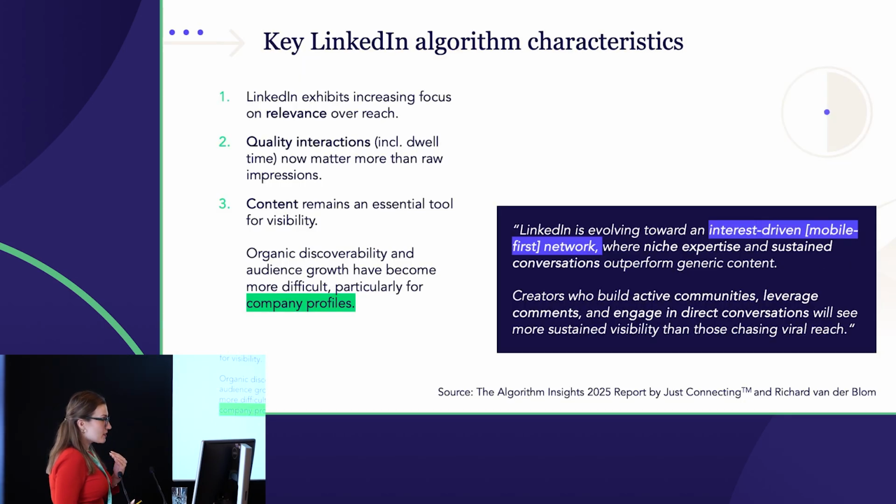I'll start with how does the LinkedIn algorithm behave nowadays? So, LinkedIn has an increased focus on relevance over reach. This means that niche expertise and sustained conversions, aka people conversations, outperform generic content. LinkedIn also prioritizes quality interactions, and that also means your dwell time, and you won't see dwell time in your clicks, so make sure that you look at both of these metrics.